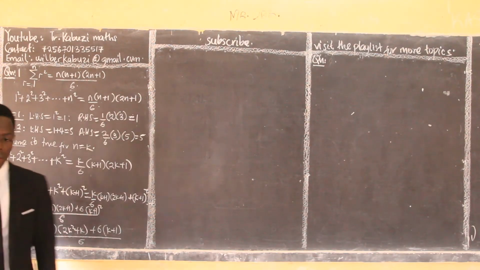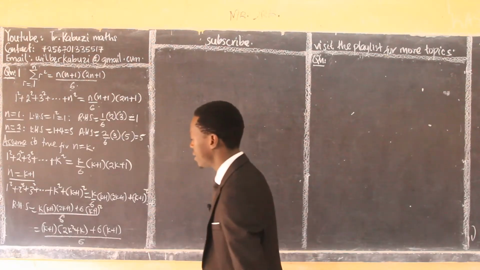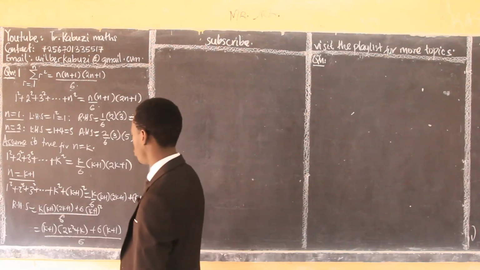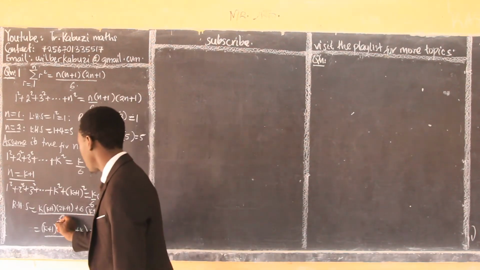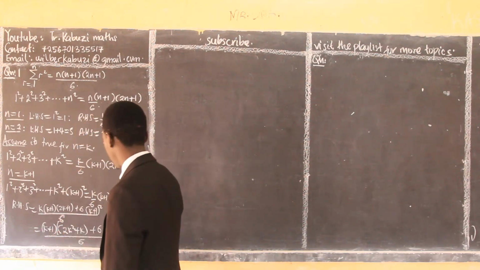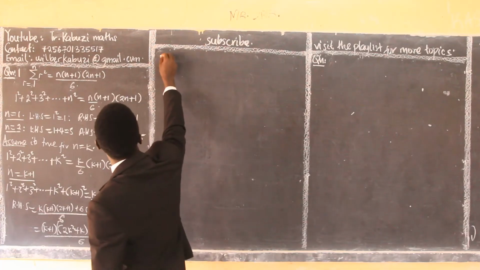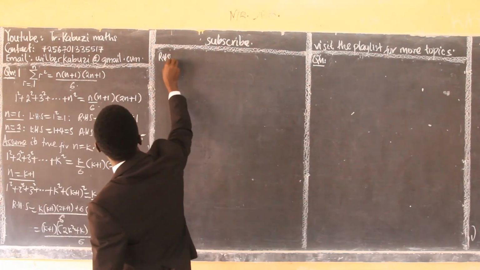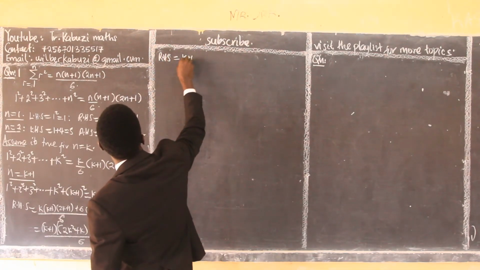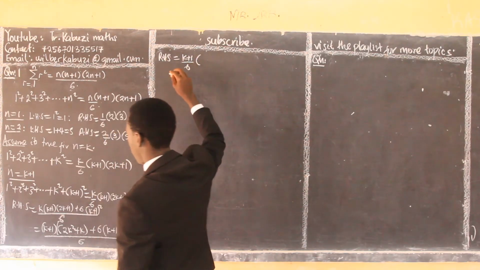So now what I'm going to do is I try to remember the whole of this is in there. What I'm going to do, I'm going to try to expand it. So now, right hand side equals 2k plus 1 over 6 into now.